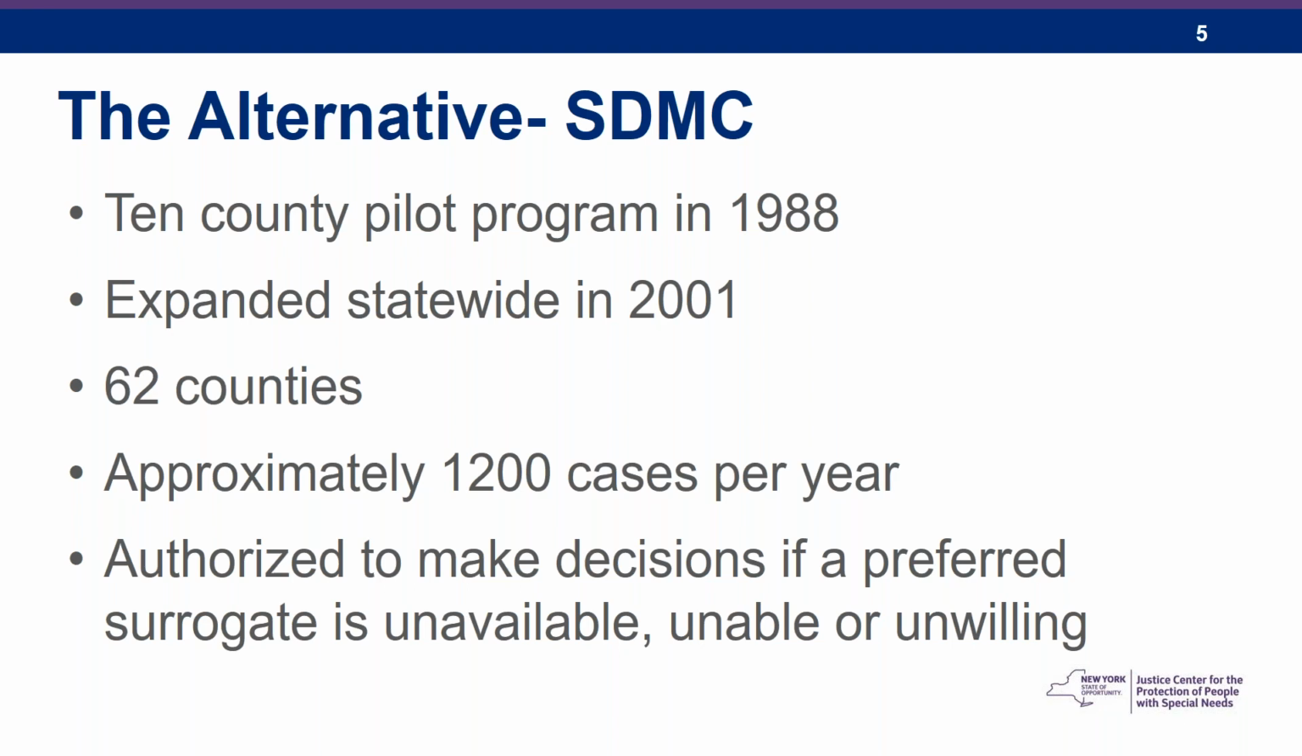And that is actually something I just wanted to point out, that has steadily increased, which I think in part is due to the quality of care that people are providing. Our folks are living longer than they used to. And so we do receive probably 10%, but every year that percentage actually goes up. And for SDMC, we're authorized to make decisions only if a preferred surrogate is unavailable, unable, or unwilling, and the person lacks the capacity to make the decision themselves.